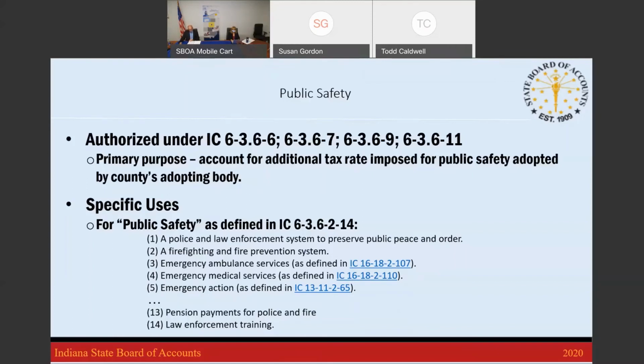And I do want to point out that our position is that the public safety LIT should go in a separate fund. Now, before IC 6-3.6 went into effect, public safety was referred to and authorized under 6-3.5, and in those old statutes, it did talk about the money getting deposited in a separate fund. Well, then 6-3.5 got repealed a few years ago, and 6-3.6 went into effect, and that same language wasn't included. But our position is, since you were accounting for that in a separate fund prior to that, you should continue to account for it in a separate fund going forward. And if I didn't say, that fund number should be 249.